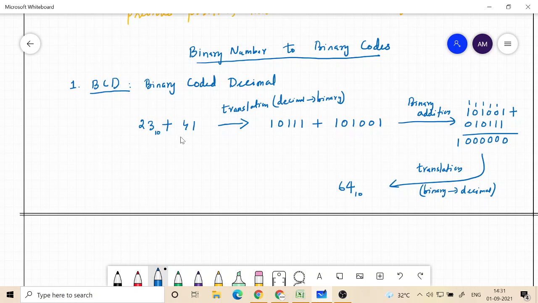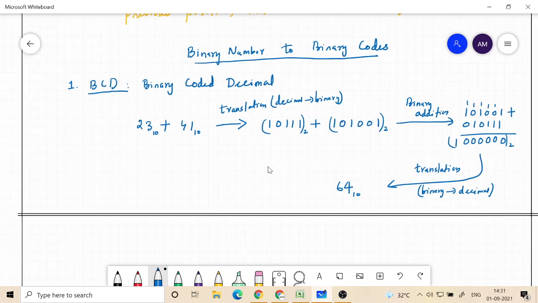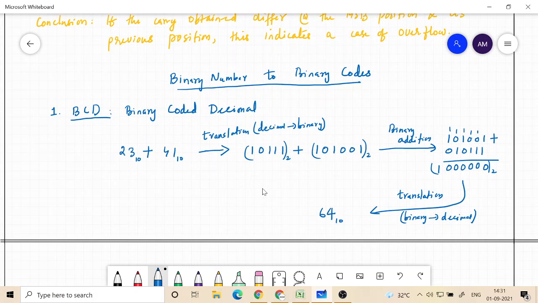So the input was decimal, and after translation it became binary, then addition was done in binary, you got a binary result, and then back to 64. Now you see the difficulty. You need a binary adder, which is not difficult, but then you need something to translate each of the numbers into binary. So we need a translation from decimal to binary, and also a translation from binary to decimal. Only then can we use that device.